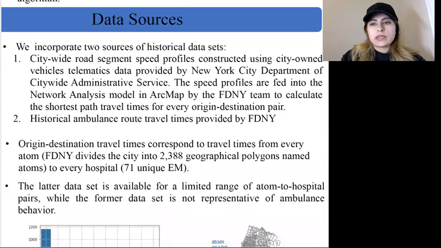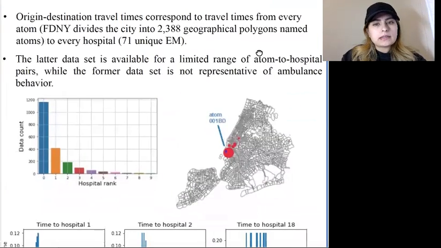We use two sets of data. The first data set is the shortest path travel times generated by network analysis model for every ADM to hospital pair. The second data set is the historical ambulance routing travel times. The latter data set is available for a limited range of ADM to hospital pairs, mostly shorter trips.